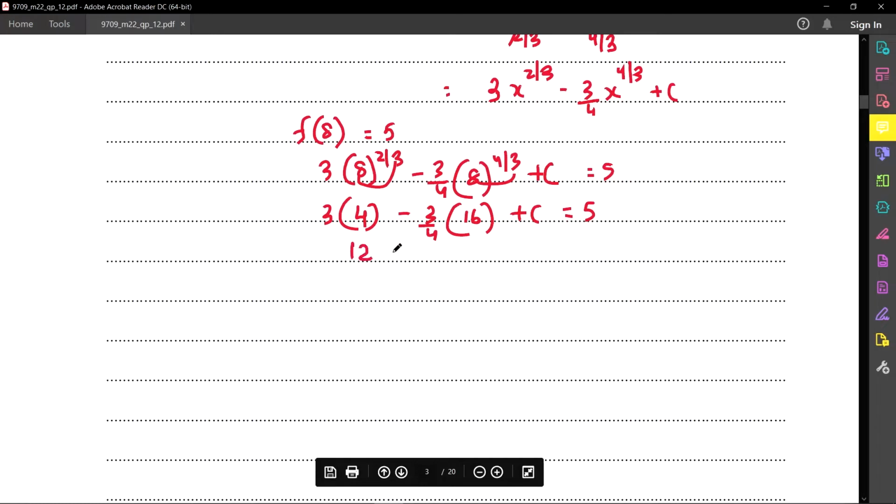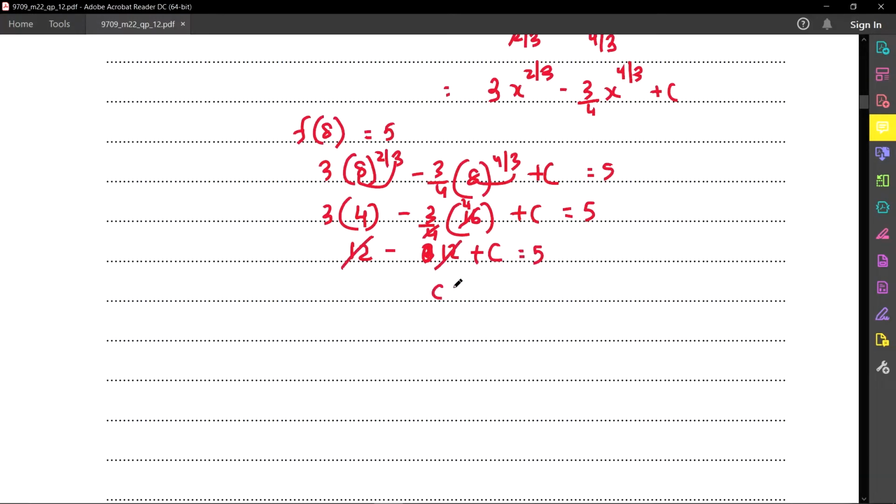This will give you 12 minus 3 by 4 times 16. 4 divides 16 4 times, so this will give you 12 minus 12 plus c equal to 5. So 12 and 12 cancel off. You get c equal to 5. Therefore, the final equation f of x is equal to 3x power 2 by 3 minus 3 by 4 x power 4 by 3 plus 5. So that is the solution for the first question. Hope this is clear.